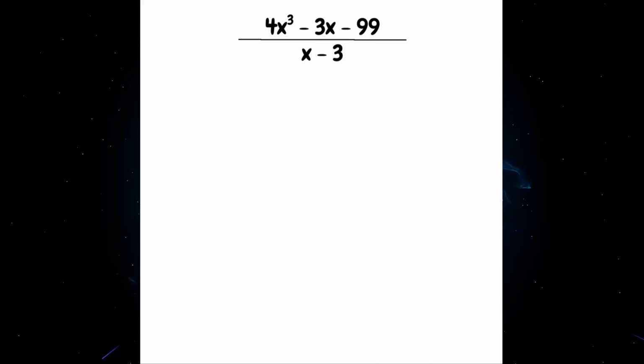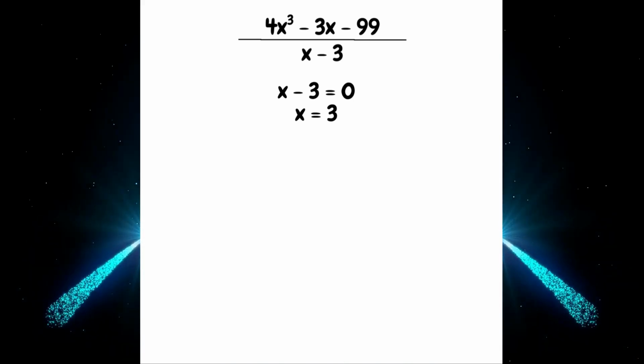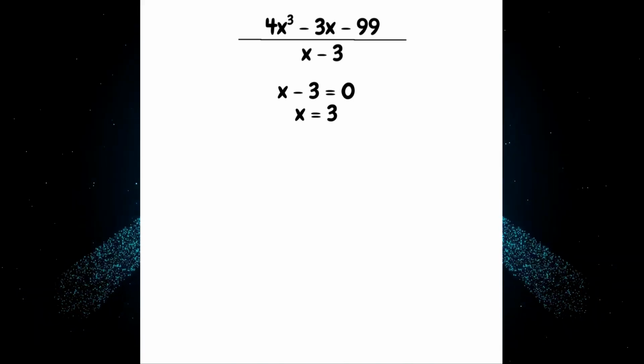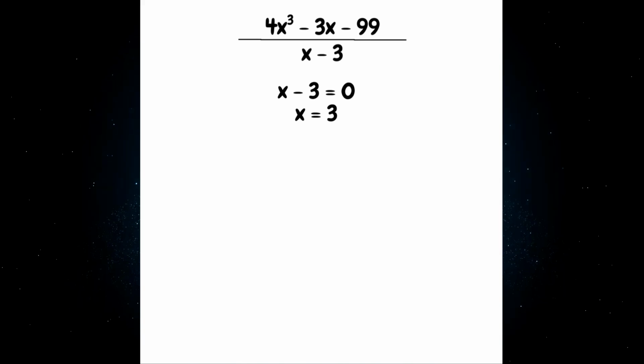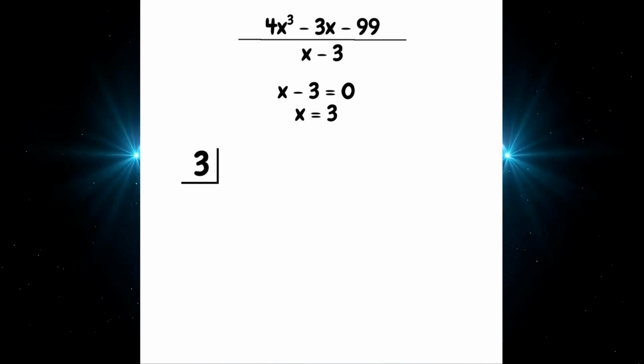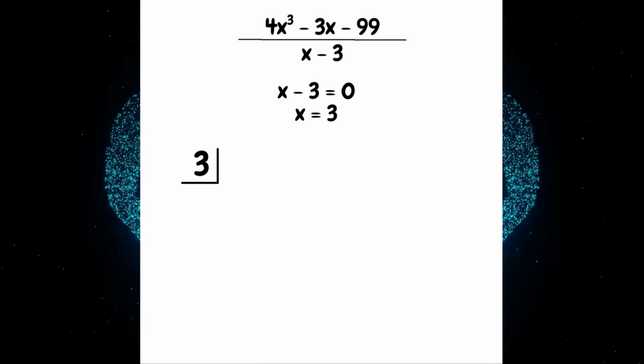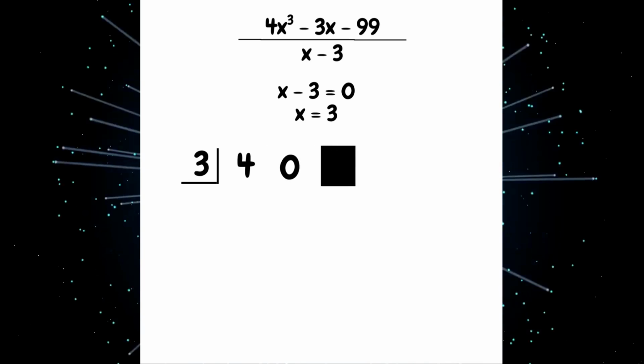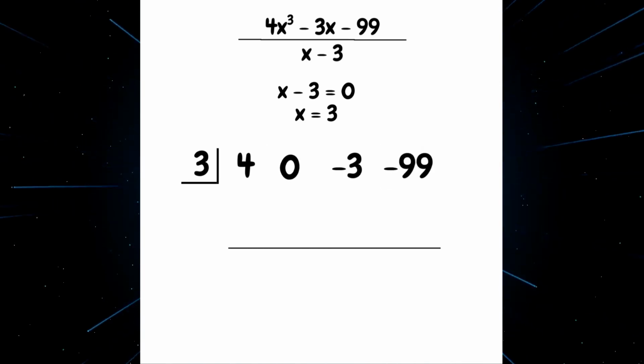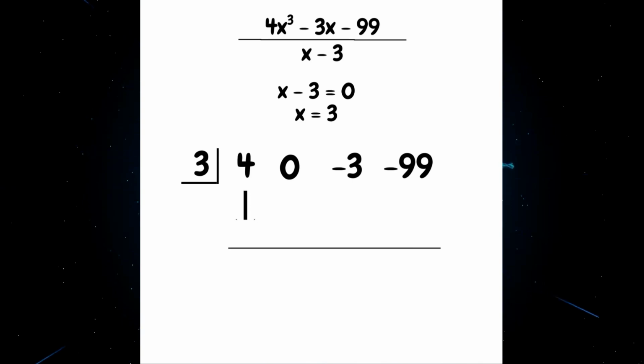So I'm going to divide 4x cubed minus 3x minus 99 divided by x minus 3. First thing I need to do is figure out my 0. So x minus 3 equals 0, so x equals 3. This is the number that I'm going to be using to divide. So the 3 goes on the outside or in that little box, okay? And then I'm going to set up each of my coefficients. Looking at this, I have x cubed and x, but no x squared, so I need to substitute a 0 in for that.